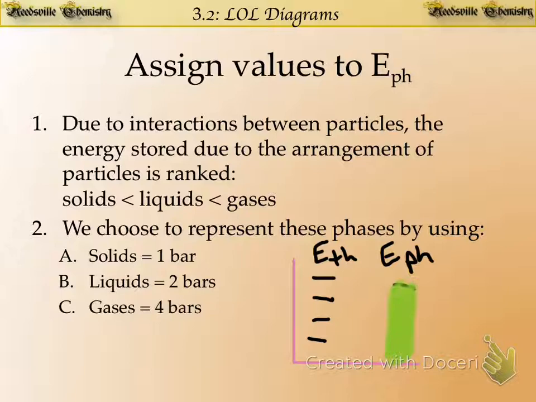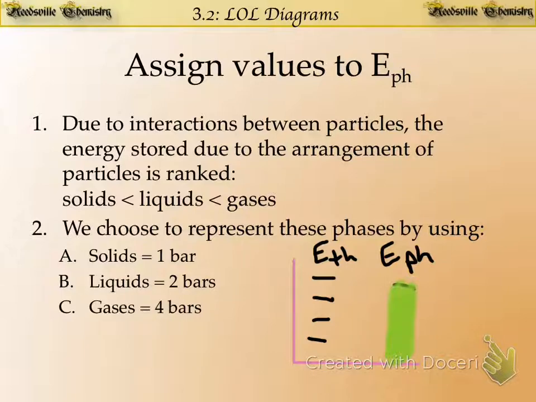The molecules between solids and liquids are kind of different. The liquid molecules are a little bit further apart. But between liquids and gases, the gas molecules are exponentially more far apart than between solids and liquids. So that's why it gets 4 bars. Okay? So there, we've just assigned values for phase energy.